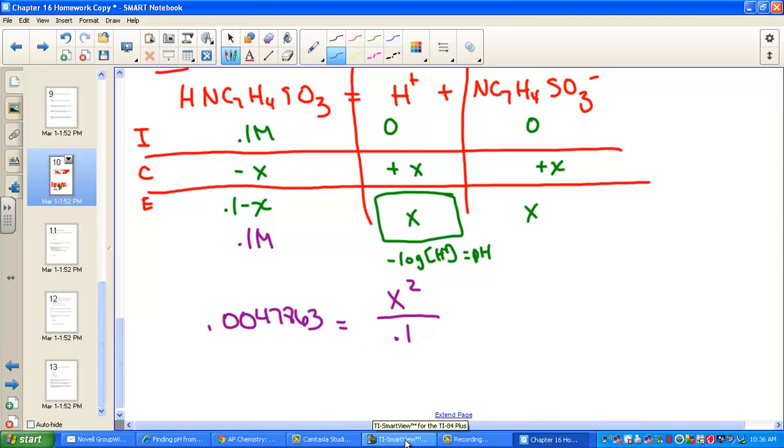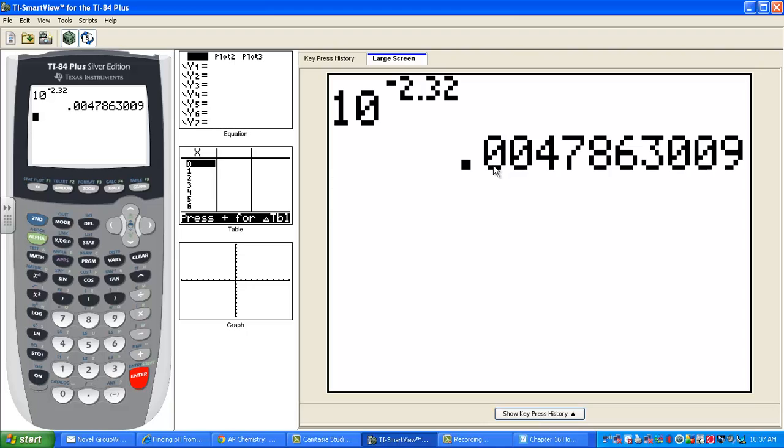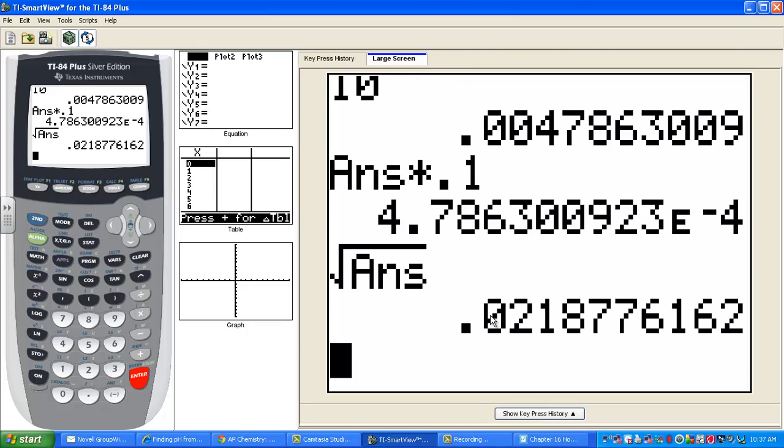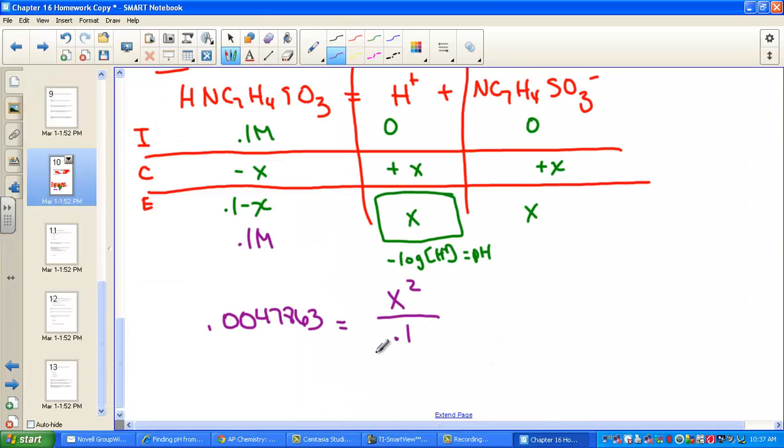Now let's hit that together. Be sure you're hitting it correctly with me. We had this value, 0.004786. We simply multiply by the concentration of 0.1, and we square root that answer, and we find our value of x. Is your calculator matching mine? 0.02, let's carry some decimals: 0.0218776, just to write out the whole screen. Remember, that was the value of x. Before we proceed, let's check the 5% rule.